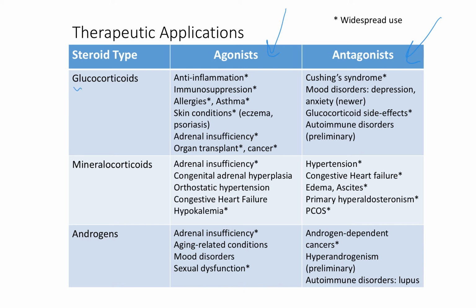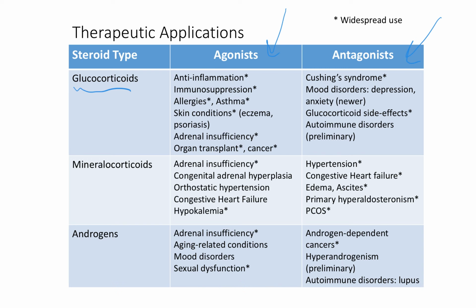So glucocorticoids, remember, one of the main reasons we use them is that they're anti-inflammatory. So we can use them in a whole host of inflammatory conditions, including chronic inflammatory conditions like Crohn's disease or autoimmune diseases, different allergies, asthma, skin conditions, adrenal insufficiency, immunosuppression and organ transplant, and even at high doses, we can use them in cancer therapeutics, sometimes to offset the effects of other medications. We might want to block glucocorticoid production in cases of hypercortisolism, like Cushing's syndrome.